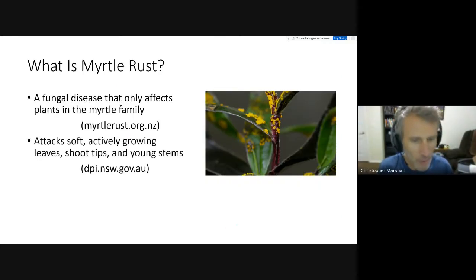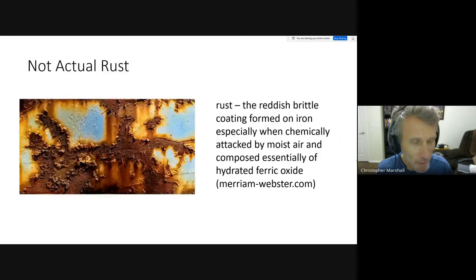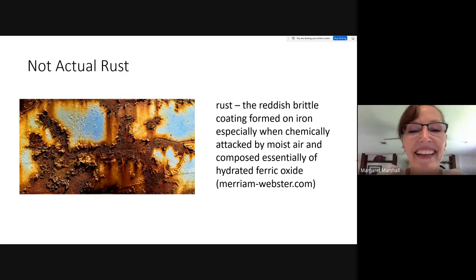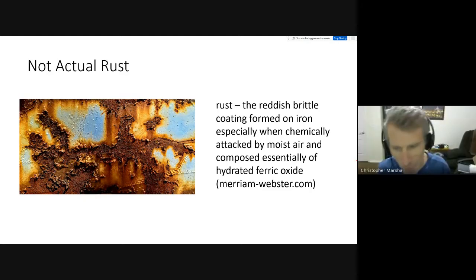So according to a website from Australia, myrtle rust attacks soft, actively growing leaves, shoot tips, and young stems. So now let's talk about what myrtle rust isn't. It's not actual rust, right? Rust is a reddish, brittle coating formed on iron, not on plants. This would be an example of scientists misusing words and confusing people.